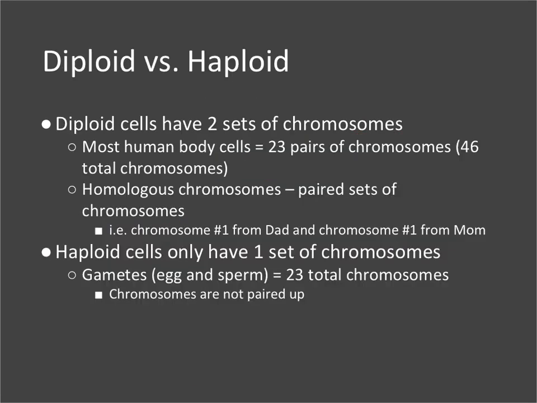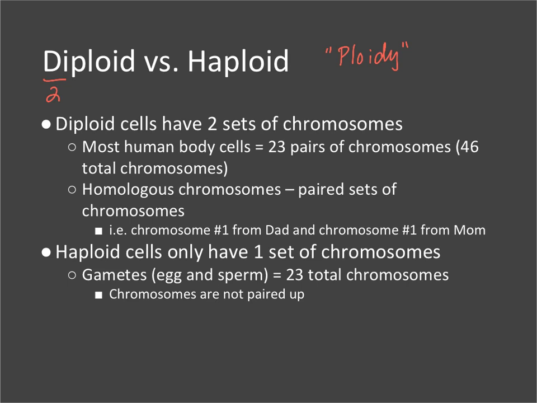There are a couple of new terms we need to introduce as we talk about meiosis, and those terms are diploid and haploid. And this condition is generally known as ploidy. Ploidy has to do with the number of sets of chromosomes. So di means 2, and so diploid means that cells have 2 sets of chromosomes.